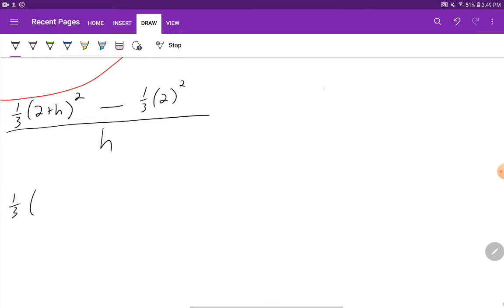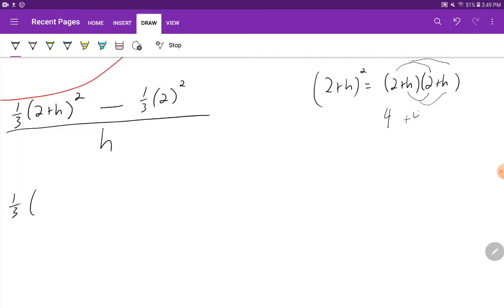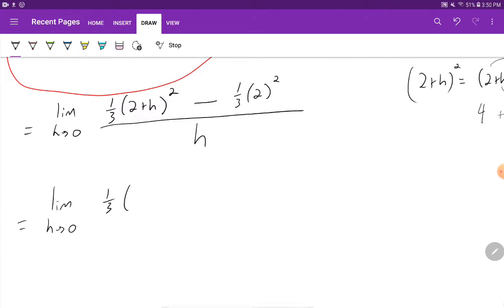2 plus h squared. 2 plus h squared is 2 plus h times 2 plus h, right? So you guys probably guess what we're going to have to do here. We're going to have to distribute this all out. So if I distribute this all out, I get 4 plus 4h plus h squared. So let me write that here. 4 plus 4h plus h squared.